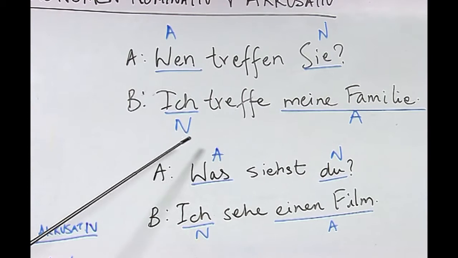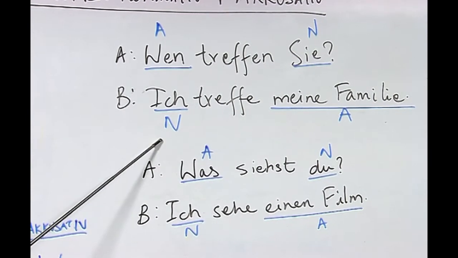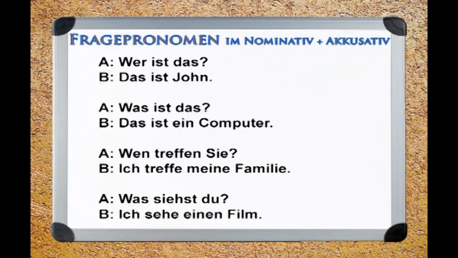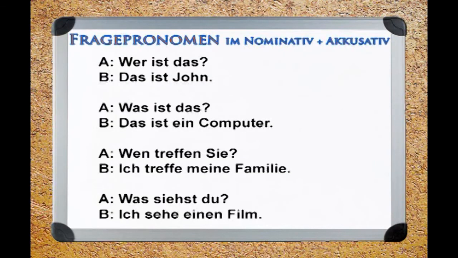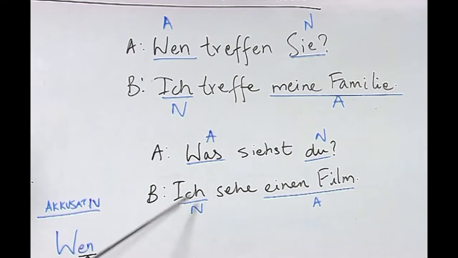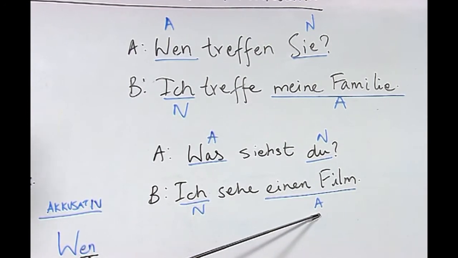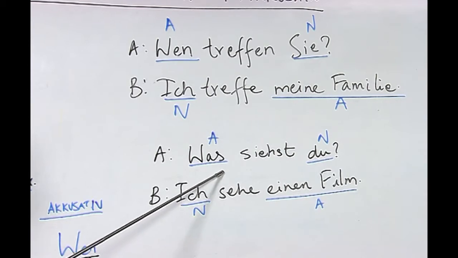I meet my family. Here the answer meine Familie is accusative, and the nominative here is the pronoun ich, according to which the verb treffen is conjugated. So, you can see that the nominative wer becomes accusative wen, and if you look at the W question was siehst du, here you can see that was is marked as accusative, and the pronoun du is the nominative, marked as N, and the answer is: Ich sehe einen Film. Ich is nominative, einen Film is accusative, and the noun einen Film actually refers to the question was.